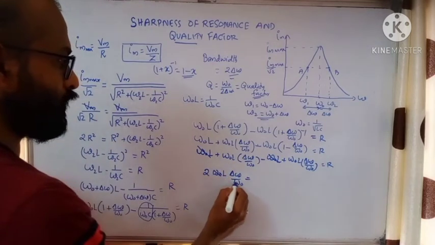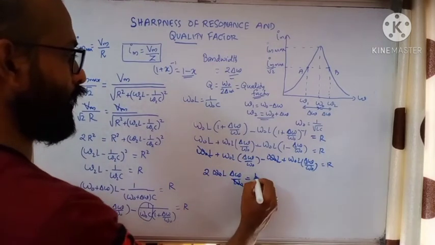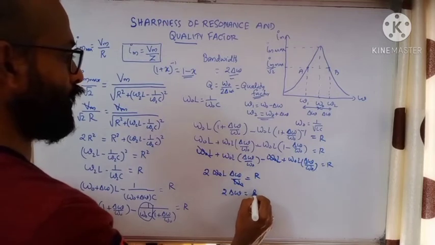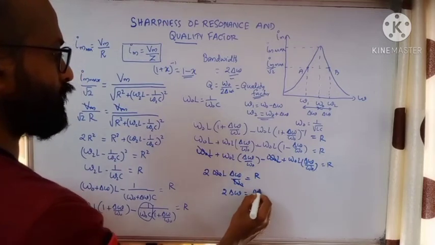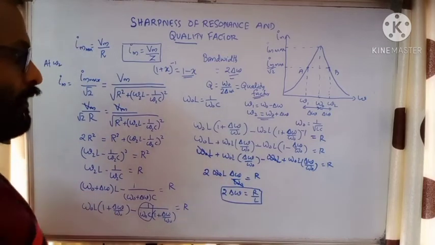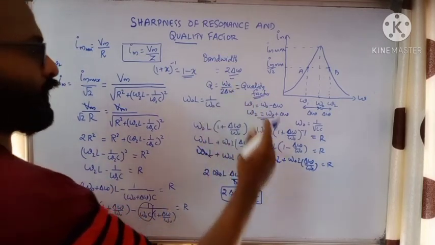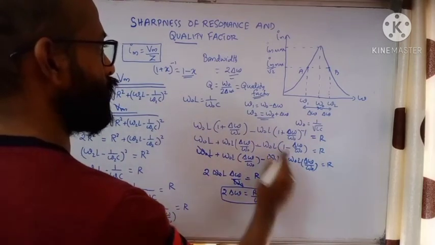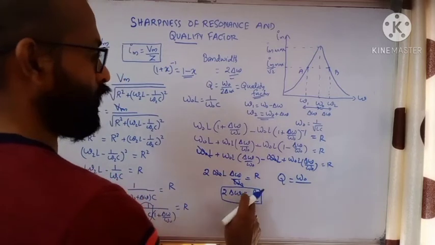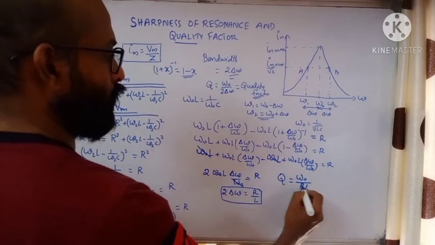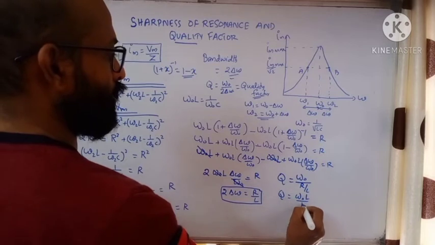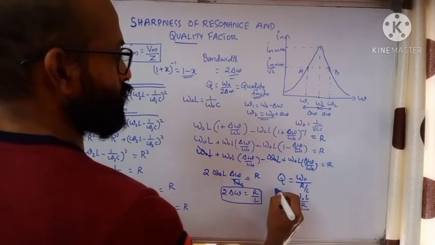So I can cancel these two. What will you get? You will get R. And from this equation, 2 delta omega will be R by L. This is the bandwidth: bandwidth is equal to R by L. Now if this is the bandwidth, what is the quality factor? Quality factor is omega 0 by 2 delta omega. I can say omega 0 by 2 delta omega is R by L, or we will get Q equal to omega 0 L by R. This is the equation of quality factor.